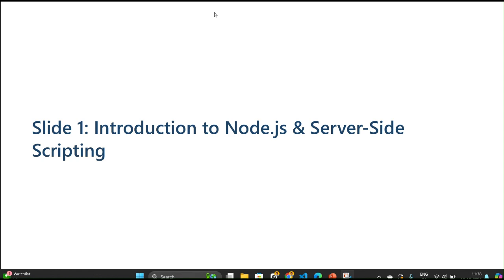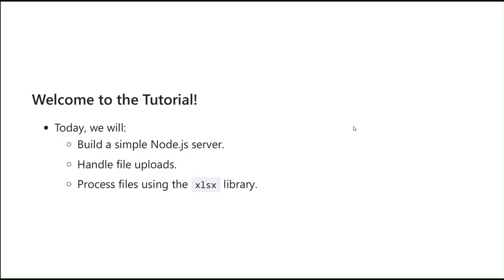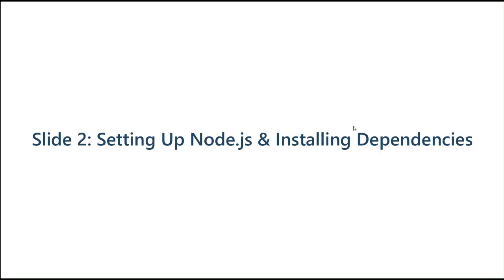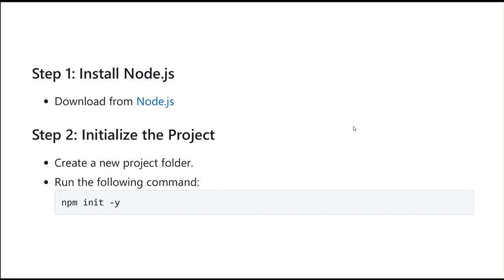After we talk about all the technology which is used in this project, now I am diving into the introduction of Node.js and server-side scripting. In this tutorial, I will guide you on how to set up a Node.js server. So in this tutorial, we will build a simple Node.js server, setting up Node.js and installing dependencies. To make a server, you need to install Node.js on your computer. You can download it from the official website, nodejs.org.